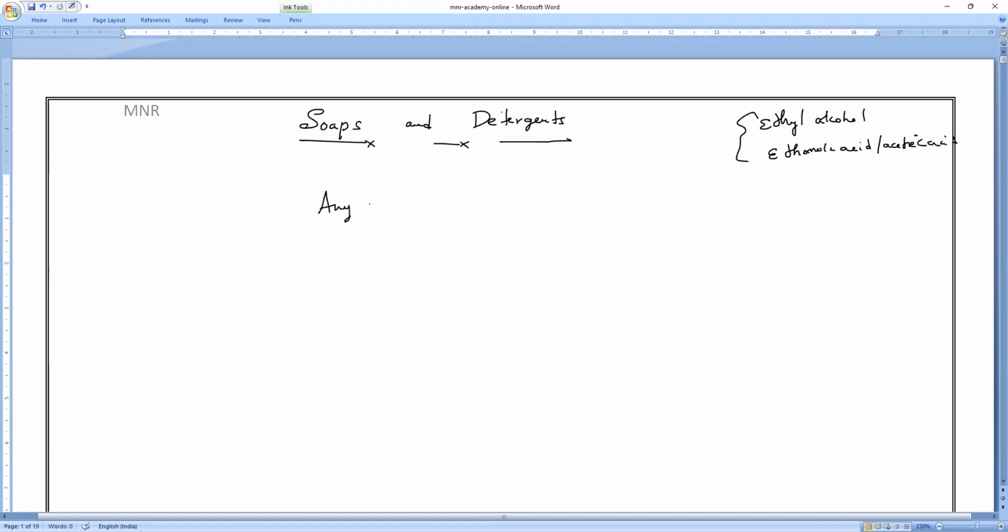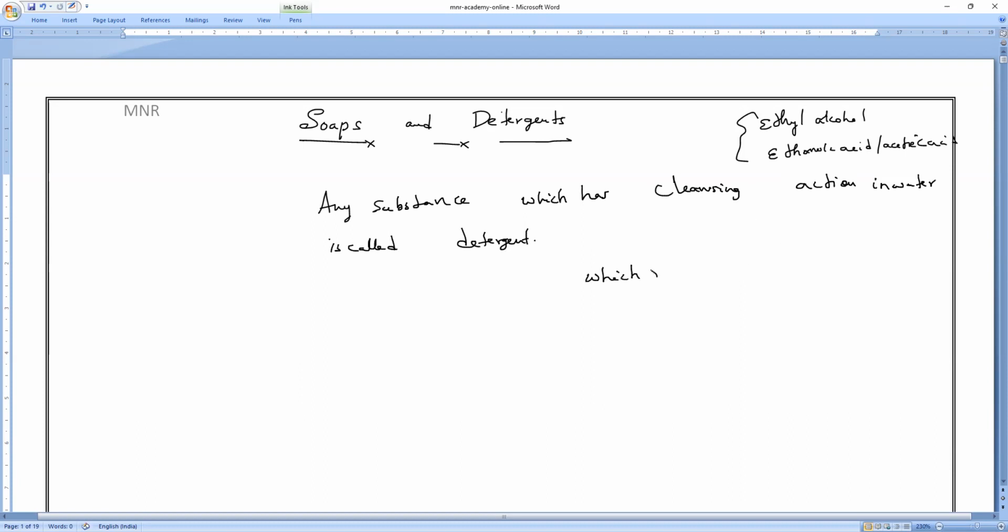So write it down everybody. Any substance which has cleansing action in water is called detergent. Cleansing means cleaning only. So any substance which removes dirt, in our local language, that is what we call detergents.